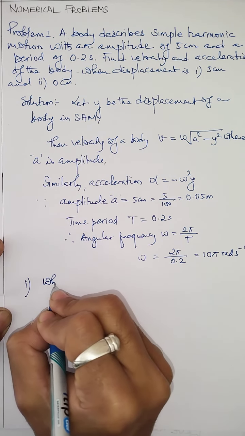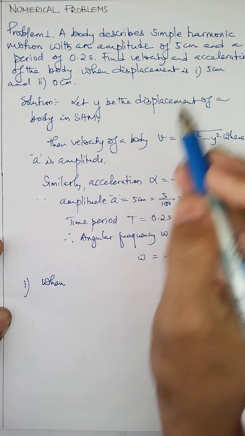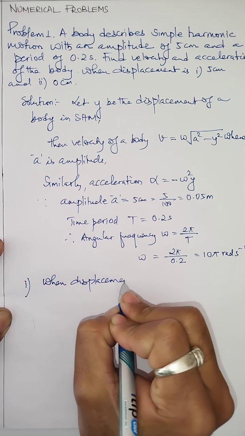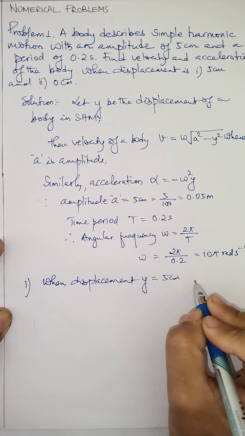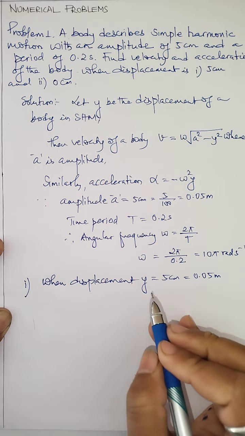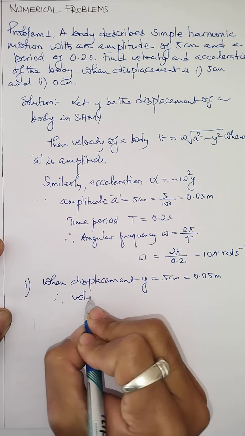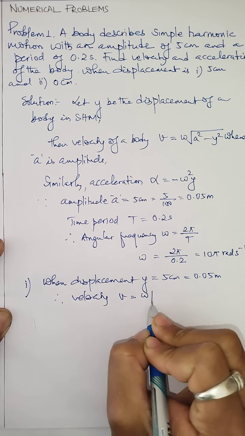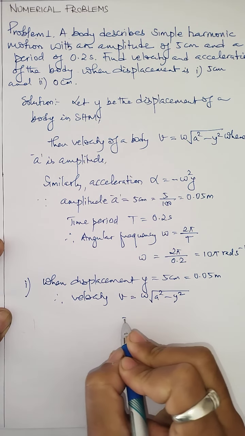Now in the first part of the question, we need to find the velocity and acceleration when the displacement, marked by the letter y, is 5 centimeter. Again I will convert to meter, which means 0.05 meter. When the displacement is 0.05 meter, the velocity v is given by the formula omega square root of a square minus y square. Let me substitute the value.